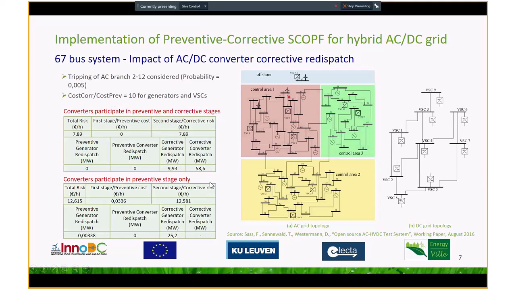However, when in the next simulation, the converters were not allowed to participate in the corrective stage, it was seen that there is a higher total risk, and now there is a component of preventive cost as well. Moreover, the generator redispatch in the second or corrective stage was also higher in this case. This highlighted the impact of inclusion of AC-DC converters in preventive and corrective stages of reliable operation.